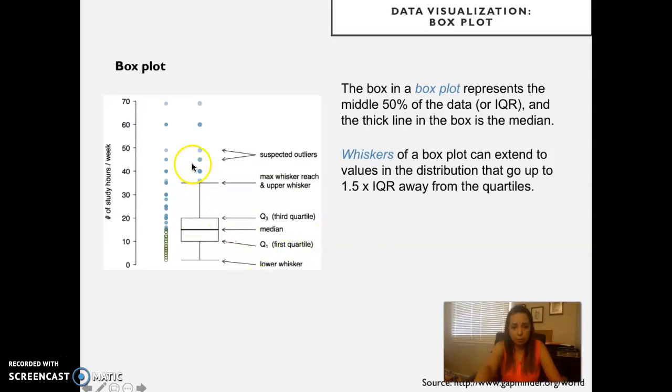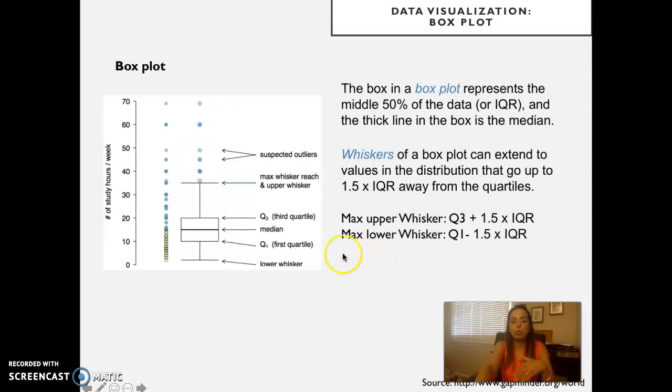So away from Q3 and Q1. And the max upper whisker is Q3, more precisely Q3 plus 1.5 times the interquartile range value. So that's the maximum. It will go in this direction. So if points are more extreme than that, they will show up as points.